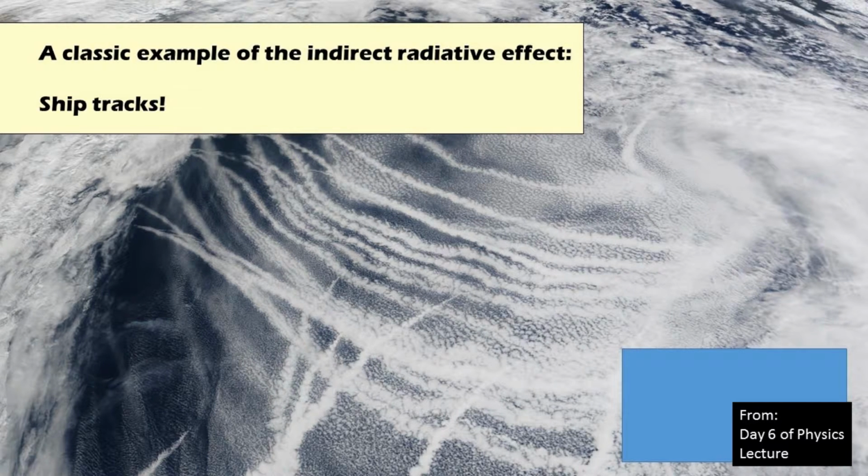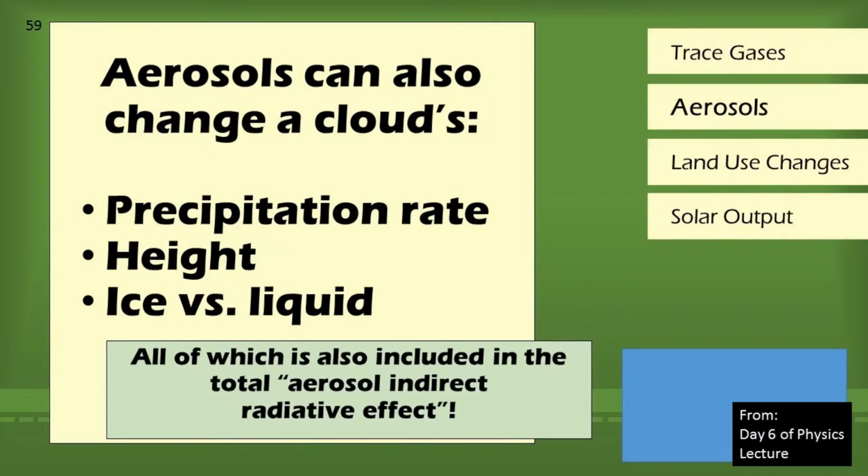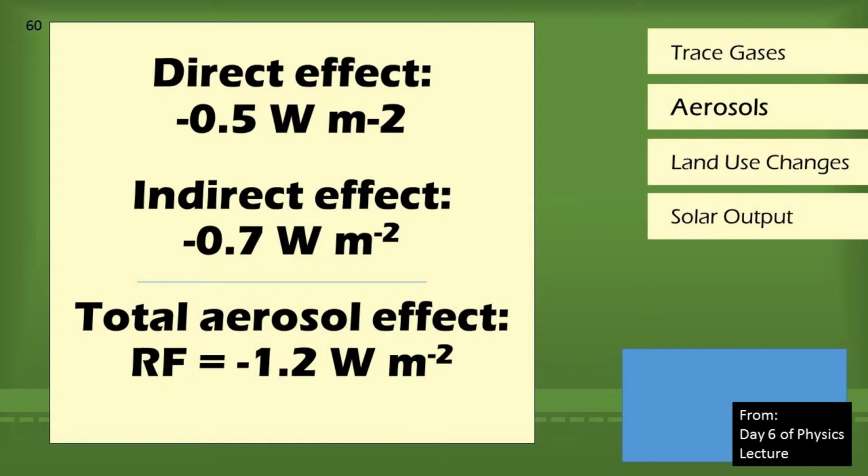Well, on a global scale, we've added a lot of aerosols to the Earth's atmosphere. Clouds in general are more reflective than they were in the pre-industrial era. Aerosols can also change the cloud in an indirect way. They can change the precipitation rate and the height of the cloud and the ratios of ice versus supercooled liquid water and so on in a cloud. This is all part of the aerosol indirect radiative effect. Both the direct effect and the indirect effect are negative. They contribute to cooling of the planet with a relatively large negative 1.2 watts per square meter in terms of the radiative impact.